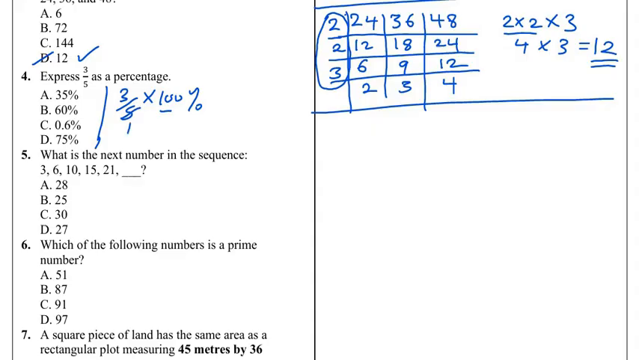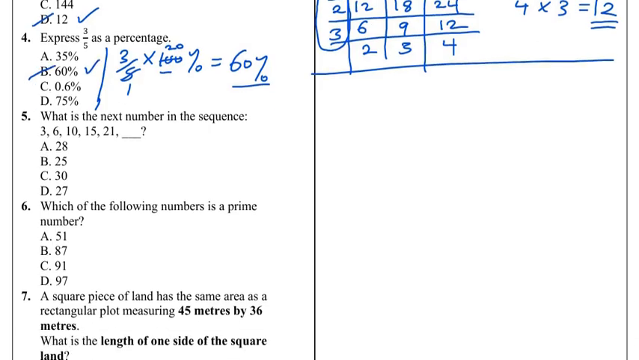By 5 we get 1. By 5 we have 20. 20 times 3 we have 60%. That is the correct answer. From the multiples, we get B as the right answer.